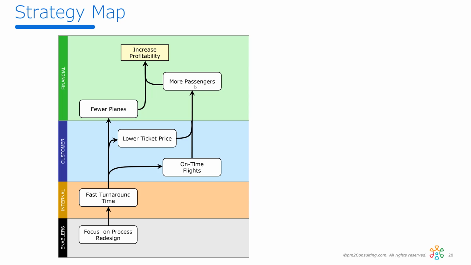How are they going to accomplish that? Well, with lower ticket prices and on-time flights, they're going to attract more passengers. And by being operationally excellent, having a faster turnaround time, they'll have fewer planes, which allows them to operate with lower ticket price, which allows them to also offer on-time flights in order to attract more passengers. How are they going to achieve that? Through focusing on process redesign.